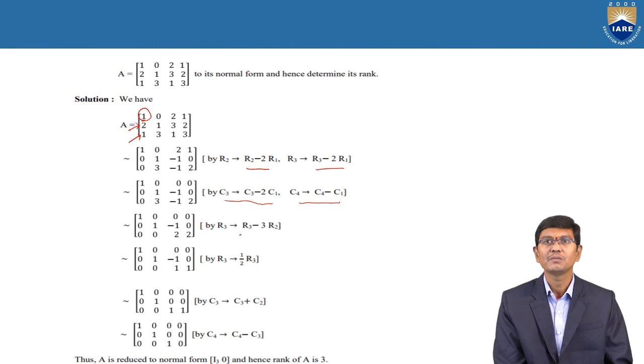And again next, by applying R3 becomes R3 minus 3R2, the first row and second row have no changes, but only R3 is modified by doing R3 minus 3R2. Therefore, the third row is 0, 0, 2 and also 2. And finally, we are going to divide R3 by 2. Therefore, 1, 0, 0, 0, 0, 1, minus 1, 0. The third row only changed, that is 0, 0, 1, 1 only.